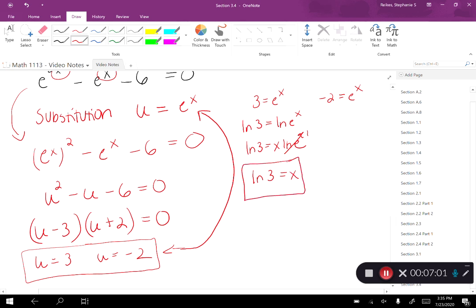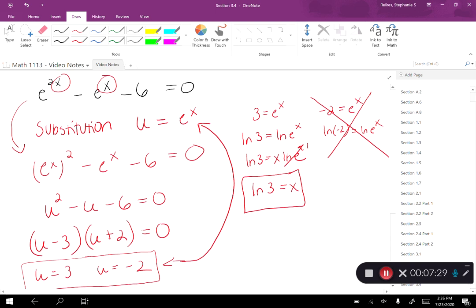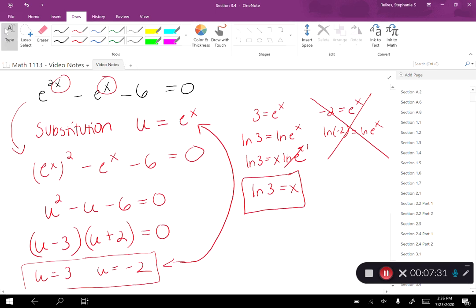Alright, let's go up to the other one. I'm going to have ln -2 equals ln e to the x. Uh-oh, I just took the natural log, ln of -2. That is not in the domain. Remember, the domain of a logarithm is from 0 to +infinity. I cannot take the log of a negative number, so this side produces no solution. So this exact problem, e to the 2x minus e to the x minus 6, has one solution where x equals ln 3.